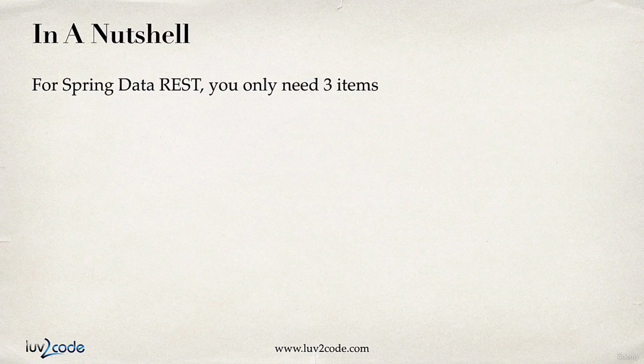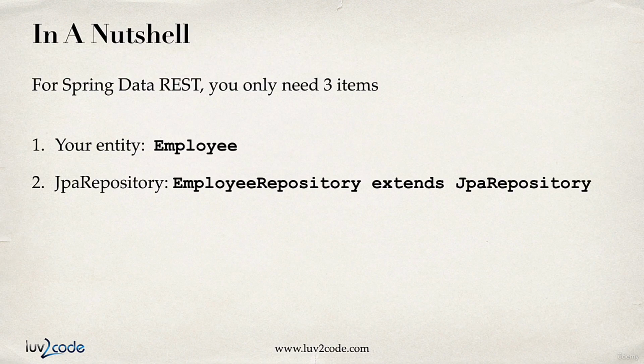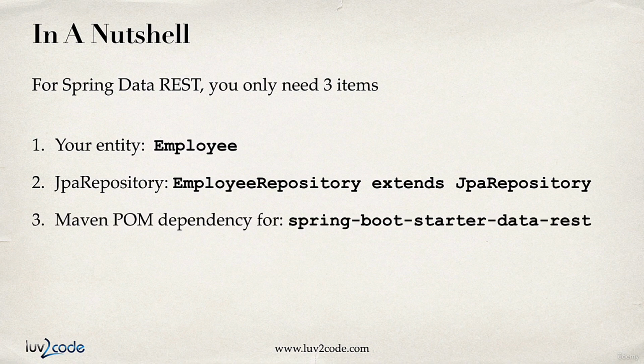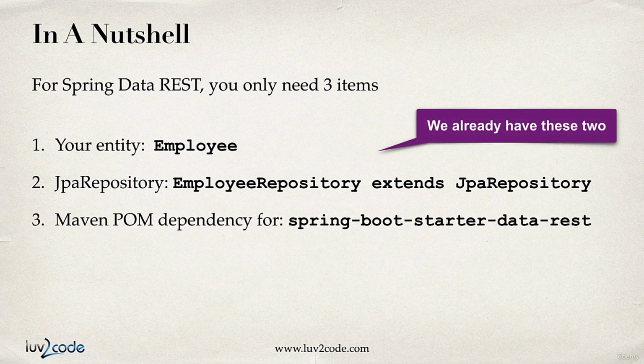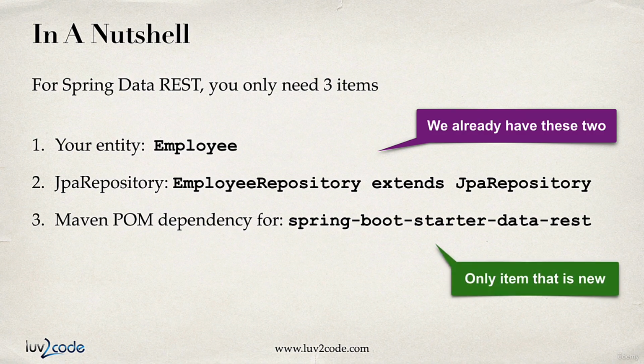So for Spring Data REST, you only need 3 items. You need your entity type of employee, the JPA repository, and then also the Maven POM dependency for Spring Boot Starter Data REST. So the first 2 items, we already have those. The only new item here is number 3, the Maven POM dependency. And then that's it.